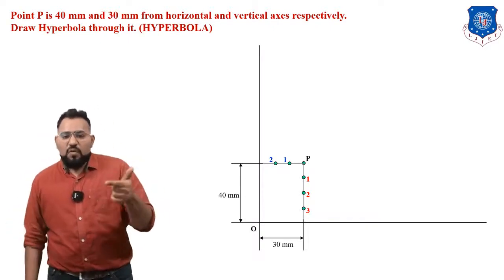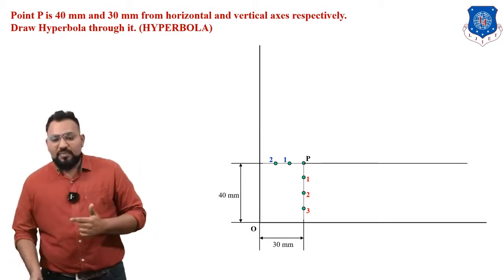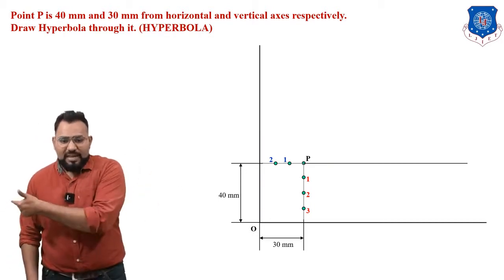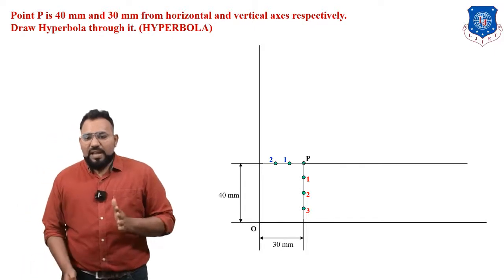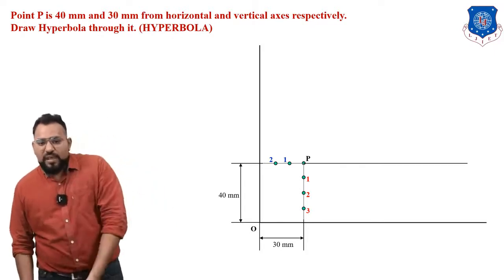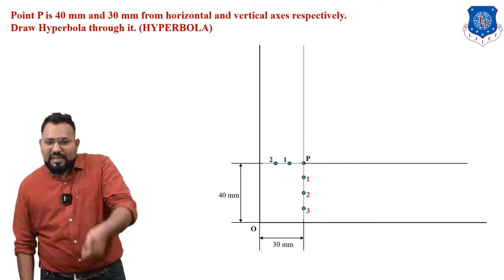Now what you have to do? From point P you have to extend a line something like this, random. Same way you have to extend a vertical line from point P something like this, random.